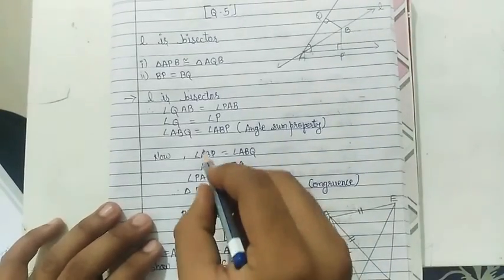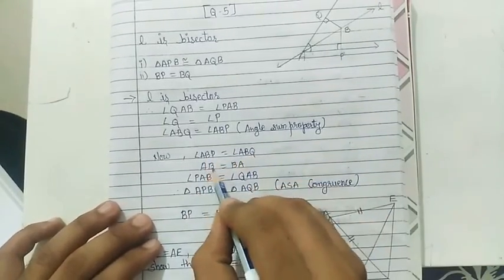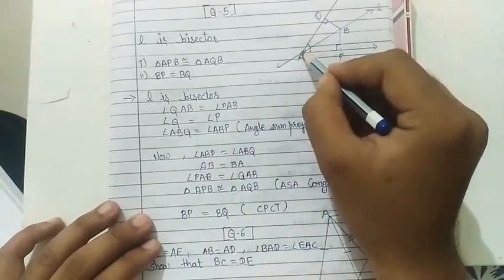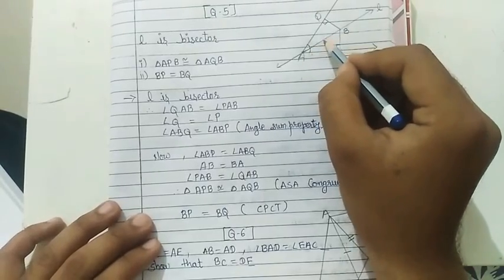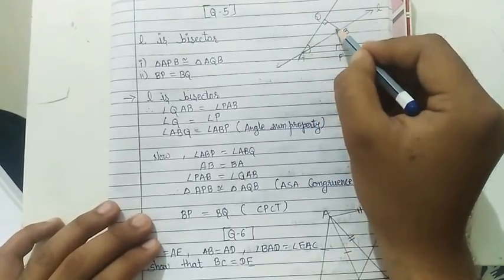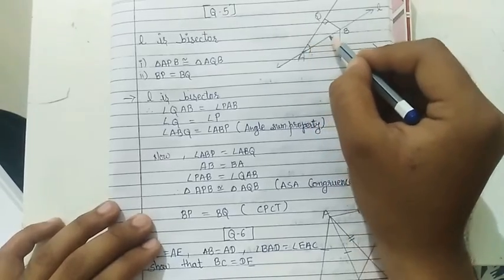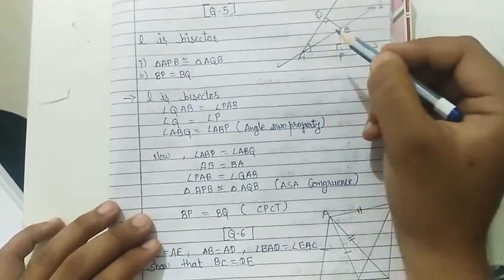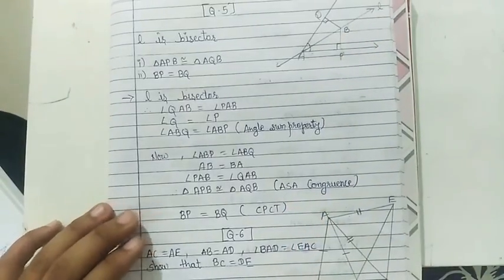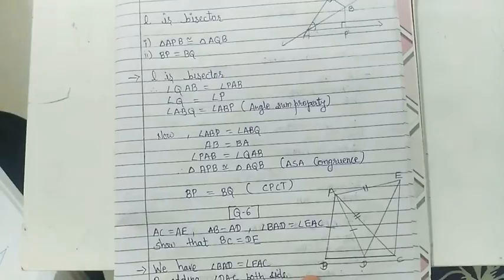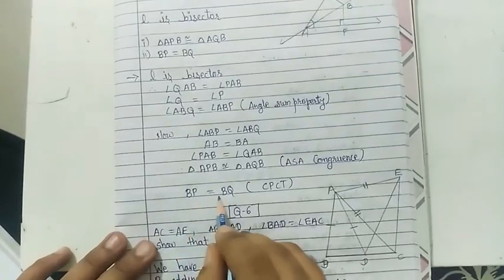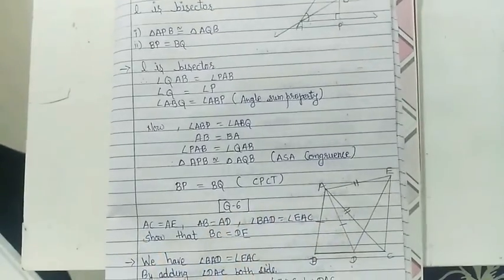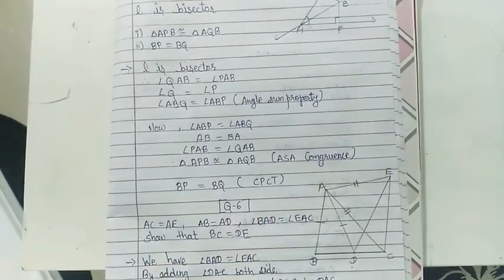Now we can write like this: AB is equal to BA. We know that AB is common in both triangles. So if we consider these two angles are the same, this side is the same, and these two angles are the same, according to the angle-side-angle property, both triangles are congruent to each other. So we can write BP is equal to BQ according to corresponding parts of congruent triangles. So here our question number 5 is finished.